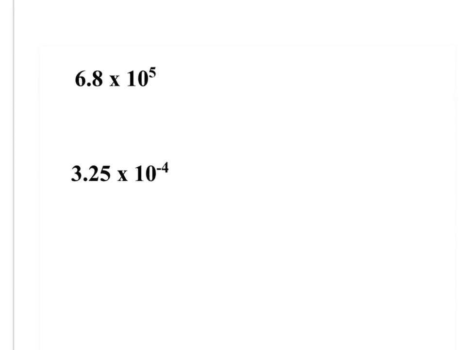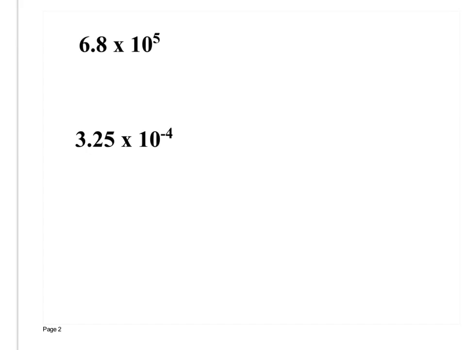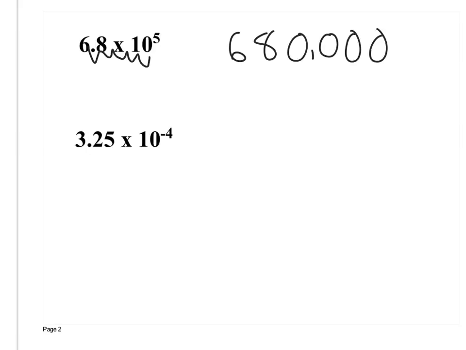Alright, write these two numbers down. Here you got 6.8 times 10 to the fifth. That means I'm going to move the decimal 5 places to the right. So I go 1, 2, 3, 4, 5. That means I'm just going to add 4 zeros to this. So this is 680,000. It's the same thing as 6.8 times 10 to the fifth.